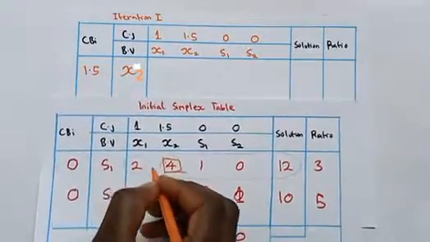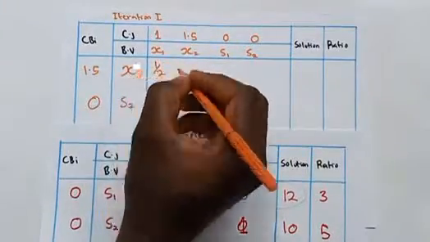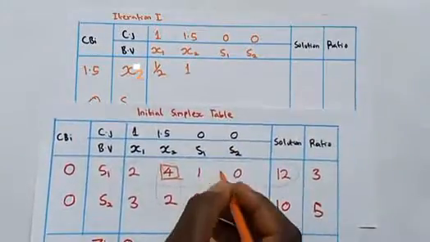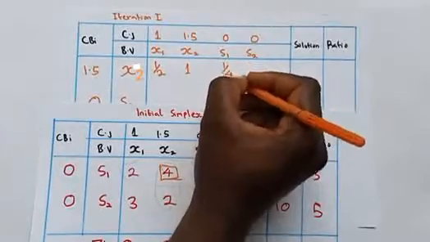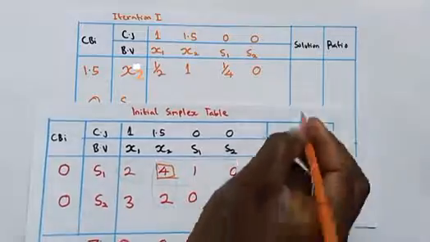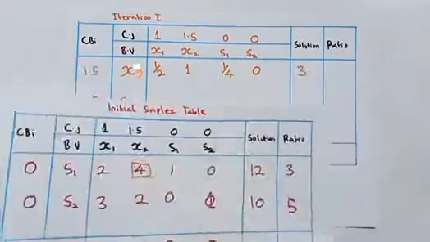So 2 divided by 4 gives us 1 over 2. 4 divided by 4 gives us 1. 1 divided by 4 gives us 1 over 4. 0 divided by 4 gives us 0. And 12 divided by 4 gives us 3.